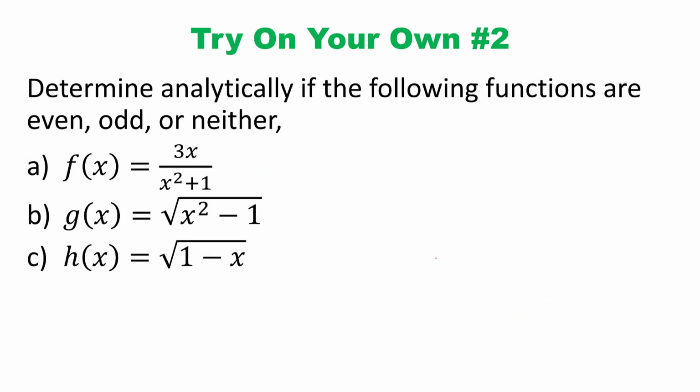So this is number 2 today. Determine analytically if the following functions are even, odd, or neither. We have f of x equals 3x over x squared plus 1. We have g of x equals the square root of x squared minus 1. And h of x equals the square root of 1 minus x.